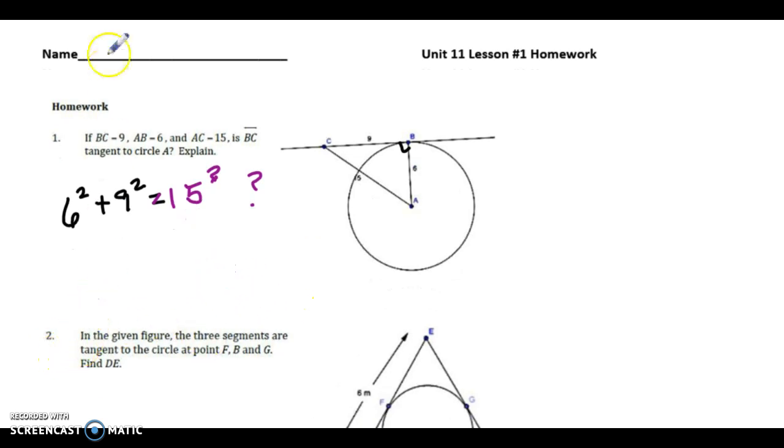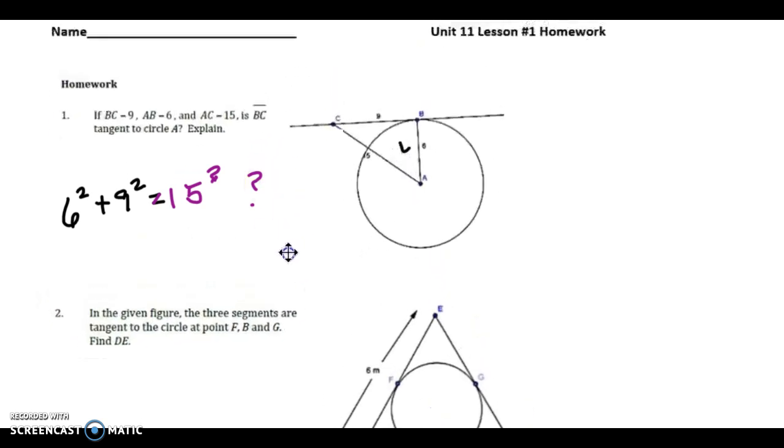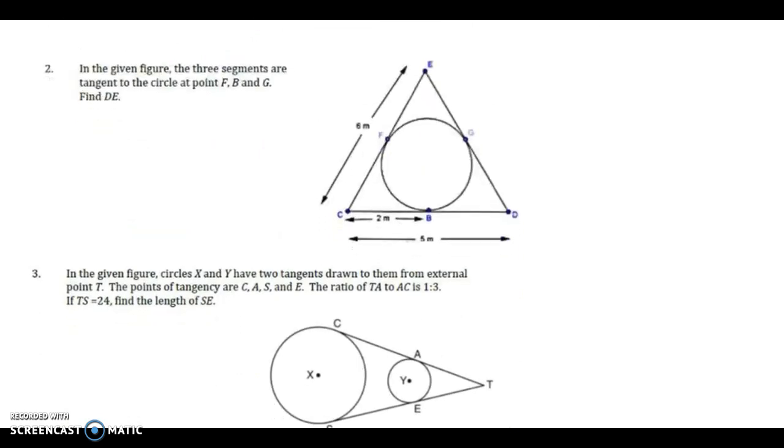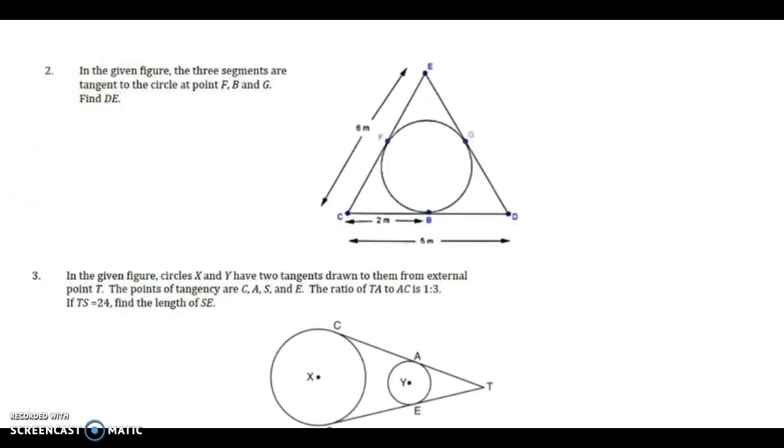Okay, so next one. Let me see if I can scroll down here. So why isn't this working? Okay, there we go. Question number 2 says, given the figure, we have 3 segments and they are all tangent, and we learned that this would be congruent to this, and this segment would be congruent to that segment, and that segment would be congruent to that segment. So from there, you need to add them all up to find, oh no, you're not finding the perimeter, you're finding DE. So just find the length of DE.